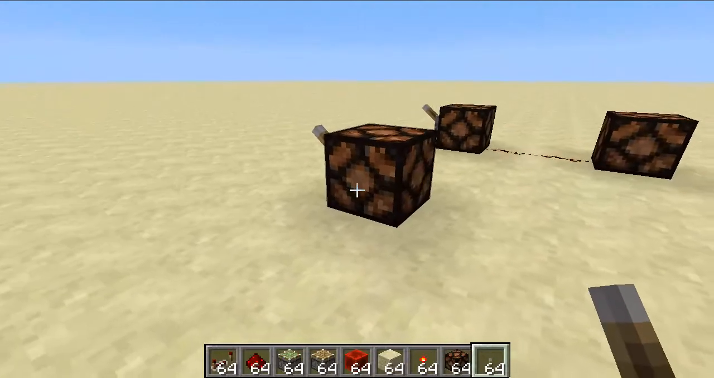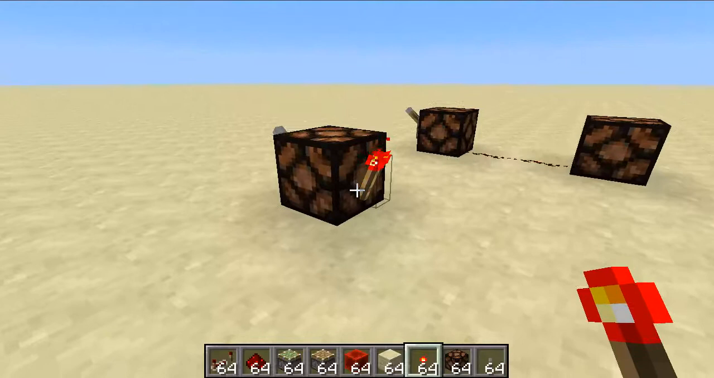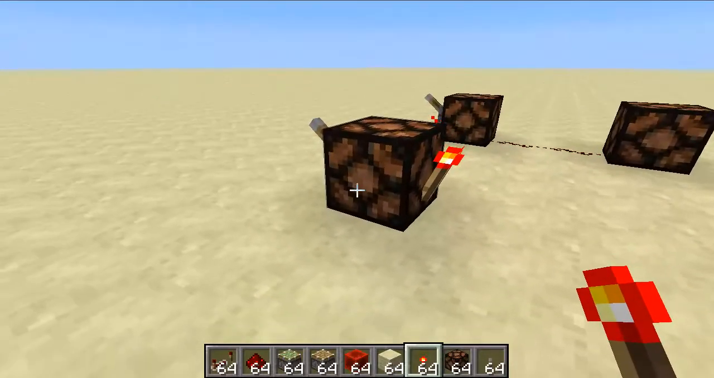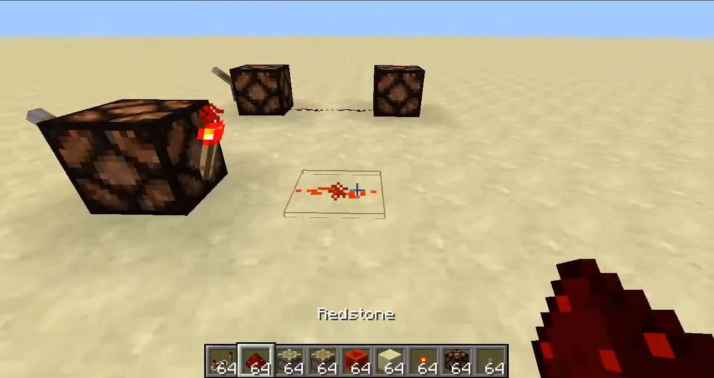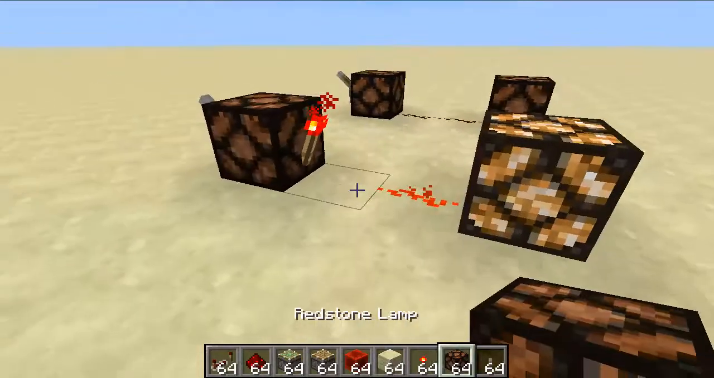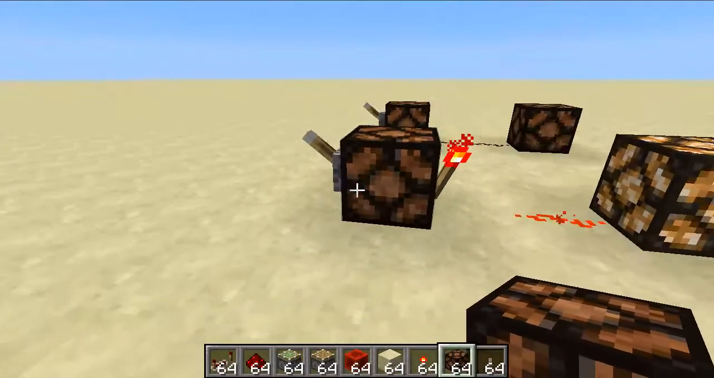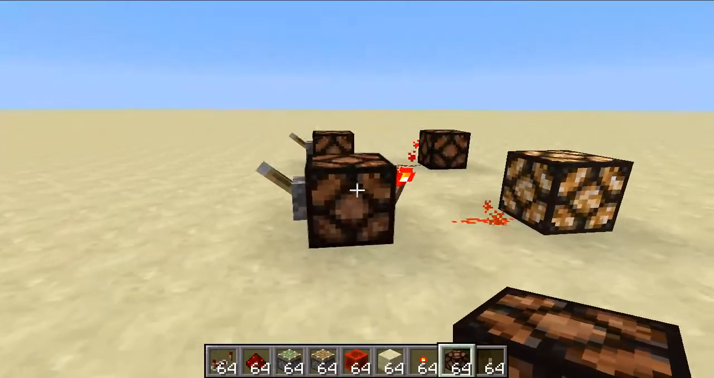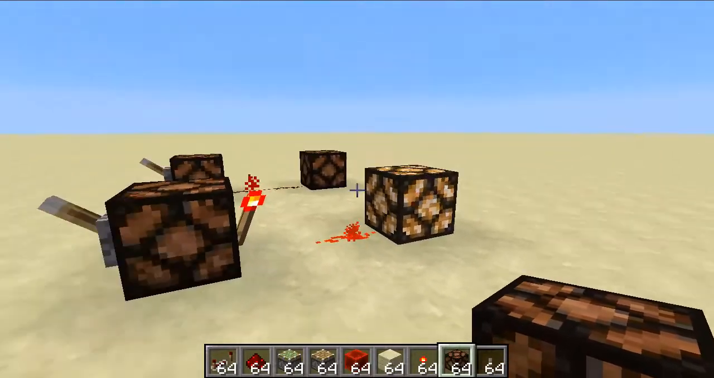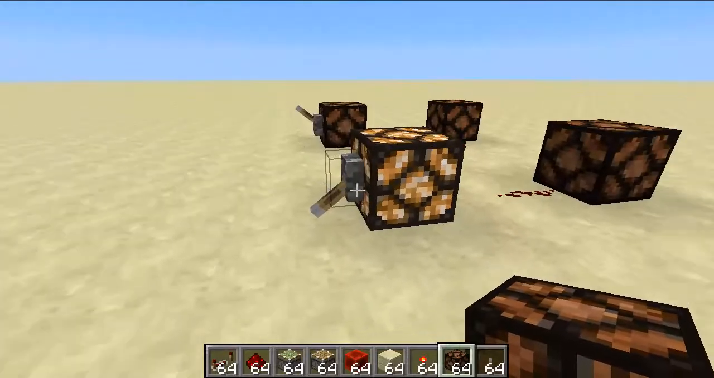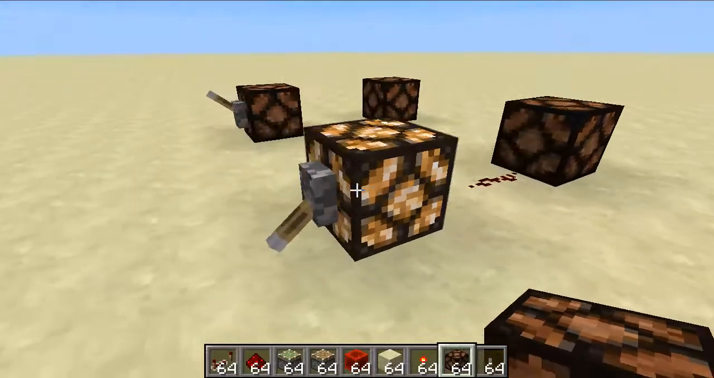A NOT gate makes use of the redstone torch, which inverts the powered state of the block it's attached to. And we string this over to our output, and now the output is the opposite of what our input is. When the input is off, this allows the redstone torch to be powered, so our output is on. When the input is on, this turns off the redstone torch, so our output is off.